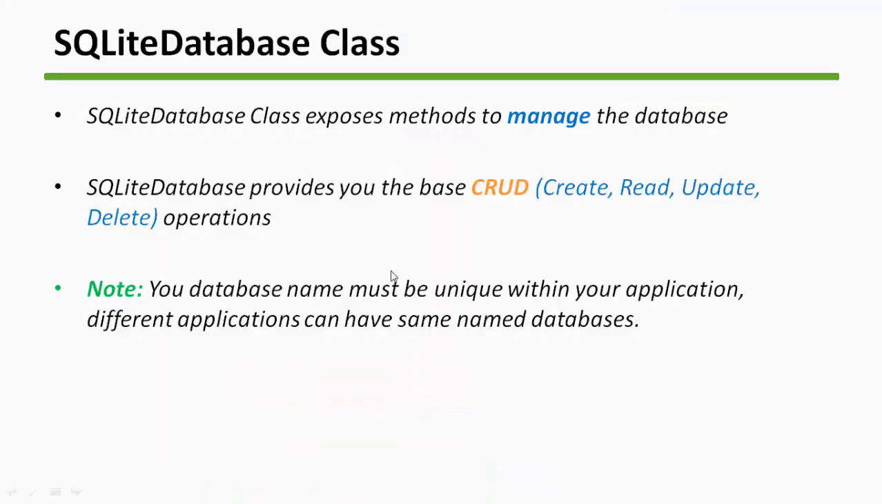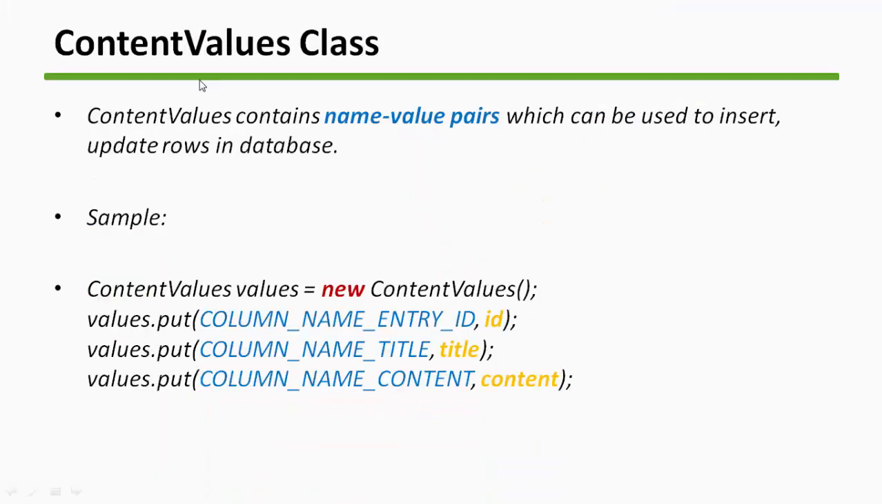Now let's see how this insert method will work. Now to insert a value in a database, we have to first map it into a ContentValues object. So you see that we have ContentValues which contains name value pairs, and they can be used to insert or update rows in the database. So to insert, you need a ContentValues object. It is better to use a ContentValues object, and here you can see how you can create one. So ContentValues equals new ContentValues, then put the column name and the value, column name and the value. So we will do the same here.